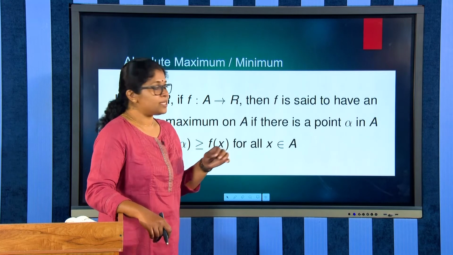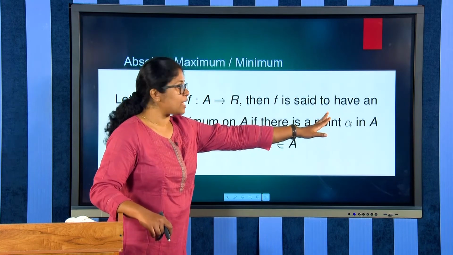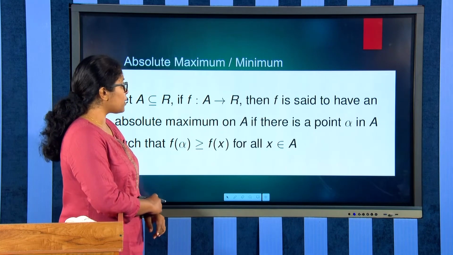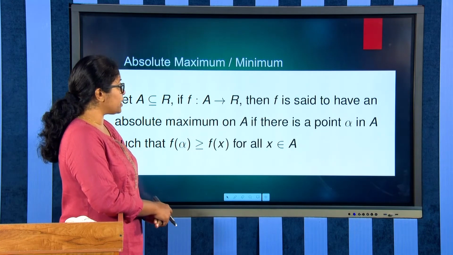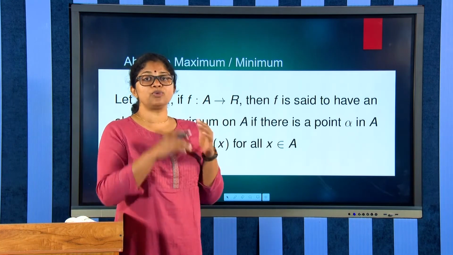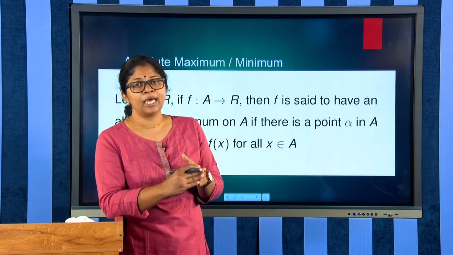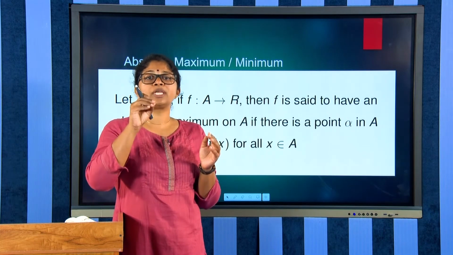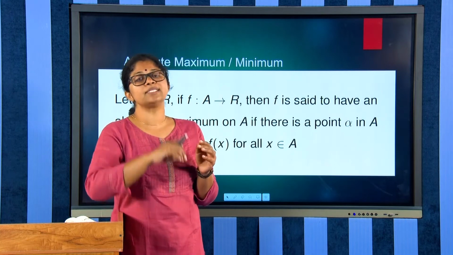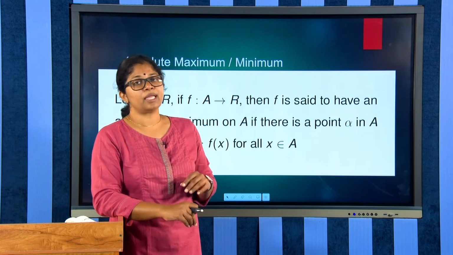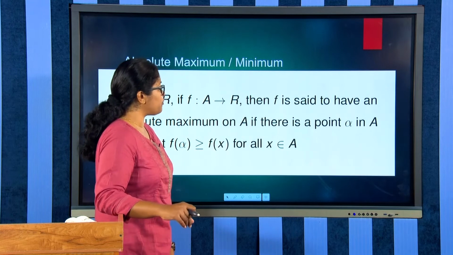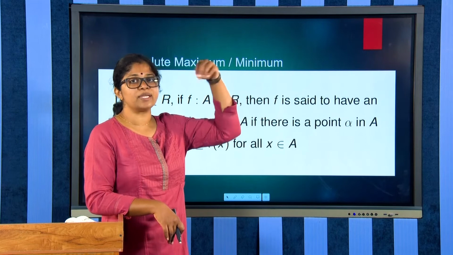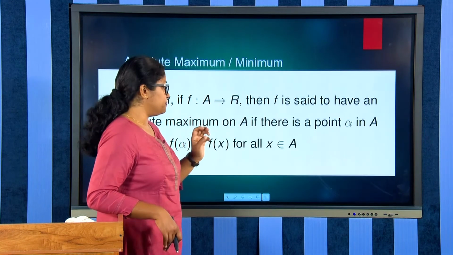Remember that the point can be named by any letter. It is a representative letter, alpha written here. You can use any representative letter, but remember that for a function to have an absolute maximum, there should be at least one point in the domain where the function takes or attains that value. That is the main importance of this definition that you have to keep in mind. The function should take that maximum value at some point on the domain.